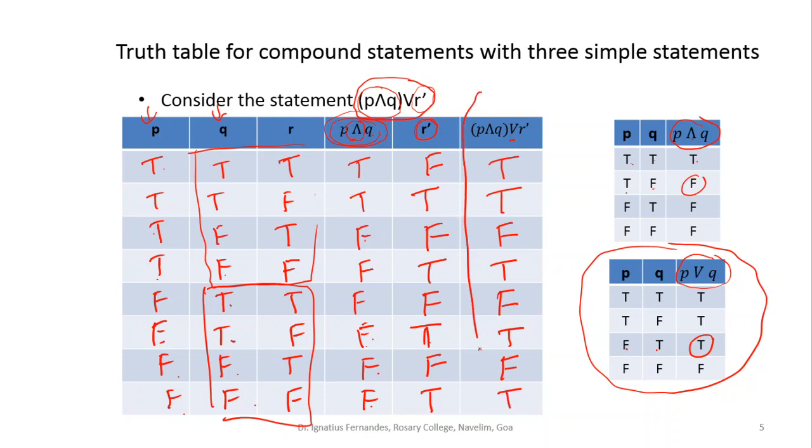So this is the truth table, the truth values for this compound statement, and this is the truth table, we'll say, for the statement that is given to us. Thank you.